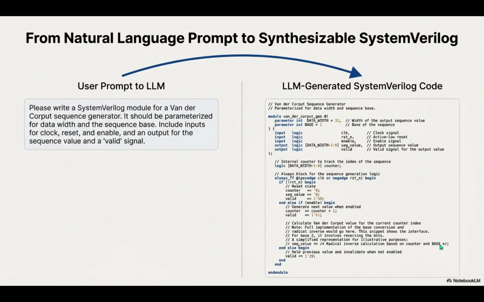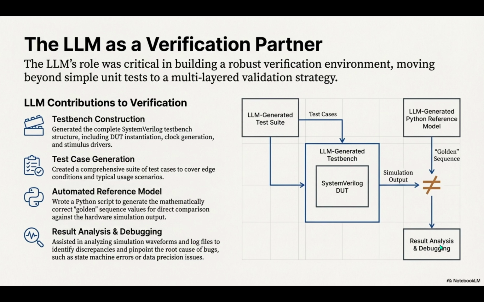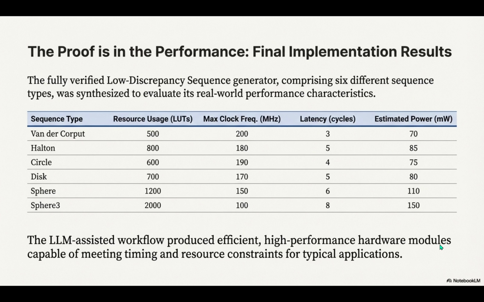That brings us to section 3. The proof is in the performance. The project implemented a full IP core with 6 different sequence types, which really showed the LLM's versatility. What were some of those sequences? They range from the simple van der Corput and Halton sequences all the way up to complex geometric mappings like circle, disk, sphere, and the grand finale, Sphere 3. Sphere 3 sounds complicated. What's involved there?